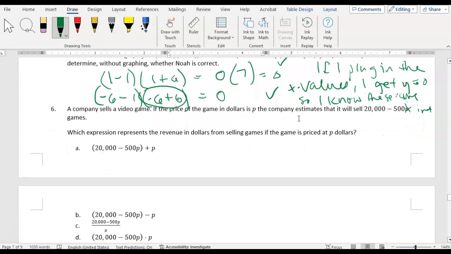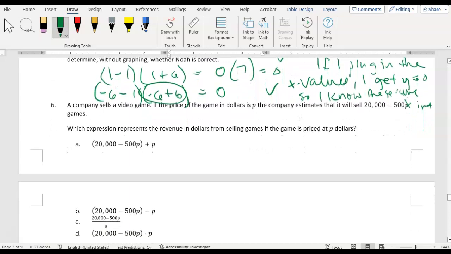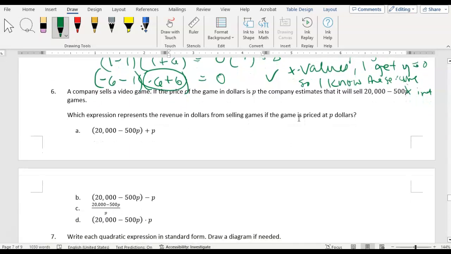Okay, a company sells a video game. If the price of the game in dollars is P, the company estimates that it will sell 20,000 minus 500 P games. So this is a revenue question. This is a review. Which expressions represent the revenue?